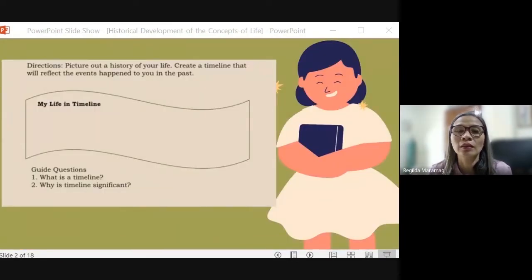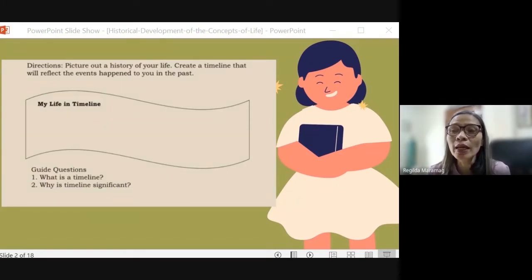Now let us have this activity called My Life in Timeline. The direction is picture out a history of your life. Create a timeline that will reflect the events that happened to you in the past. You may include at least 5 important events. Write it on a sheet of paper, and you're given enough time to accomplish.